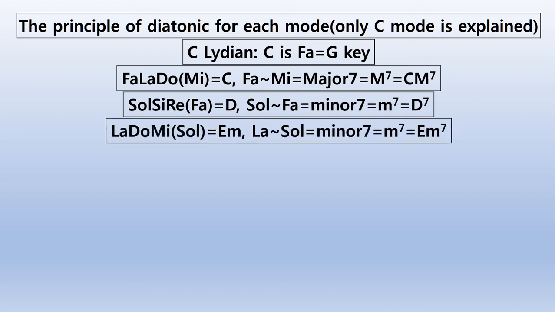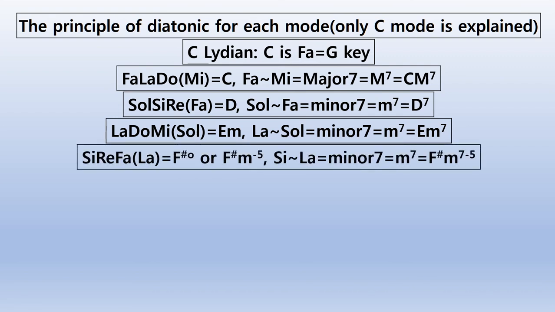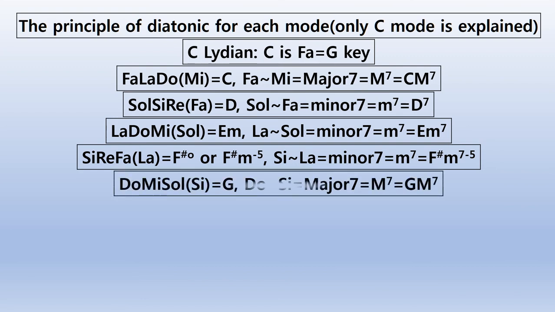The third la do mi triad is E minor, and the above note sol is a minor seventh from la, so la do mi sol is E minor 7. The fourth si re pa triad is F sharp diminished or F sharp minor flat 5, and the above note la is a minor seventh from C, so si re pa la is F sharp minor 7 flat 5. The fifth do mi sol triad is G, and the above note si is a major seventh from do, so do mi sol si is G major 7.